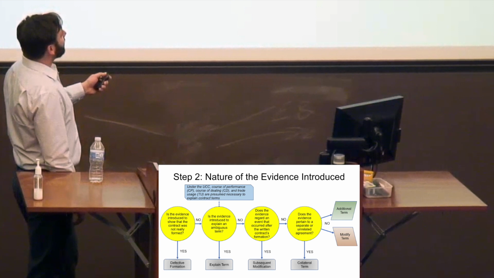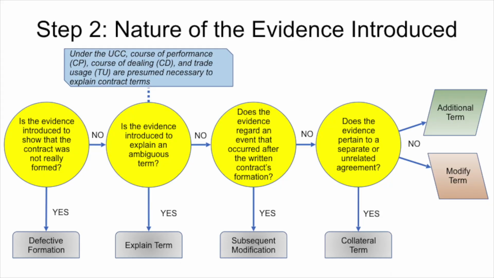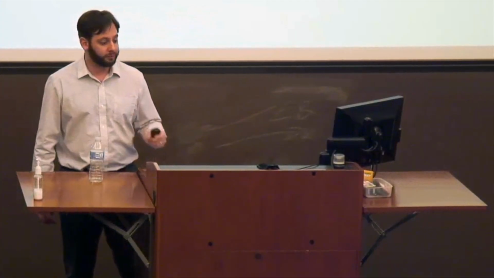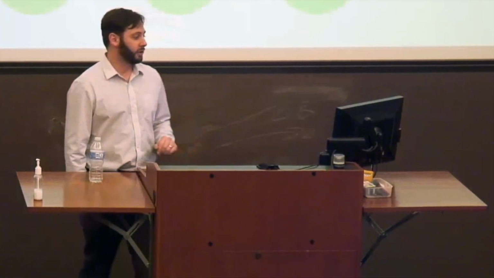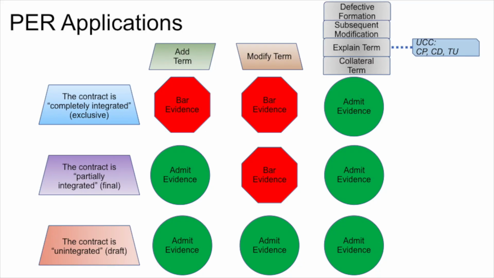And so finally, if we've made it through all of the knockout rules, we then will ask, okay, is this going to modify a term or is it going to add a term? And now we've resolved the nature of the evidence to be presented, and we can finally integrate our understanding with this chart and determine whether or not the evidence comes in. So if we have a contract that's complete and exclusive, it will bar evidence that adds or modifies a term. That's the Parol Evidence Rule regarding complete and exclusive agreements.